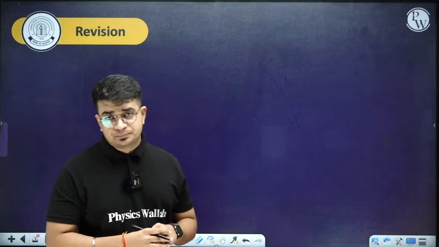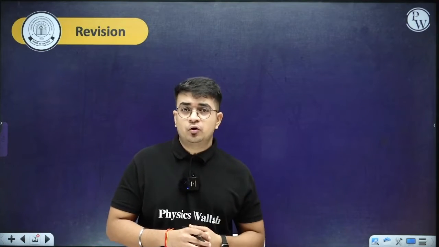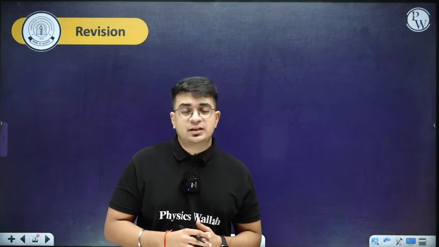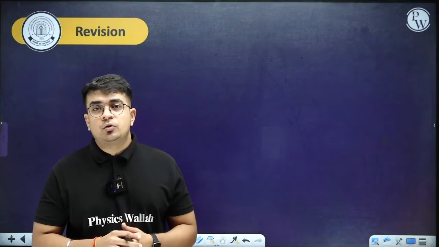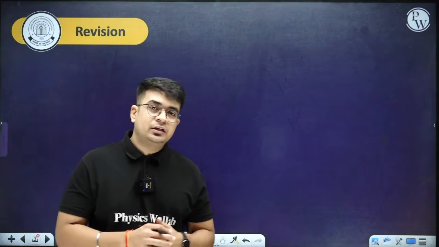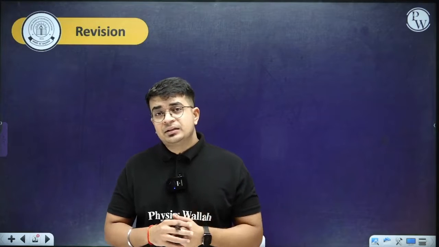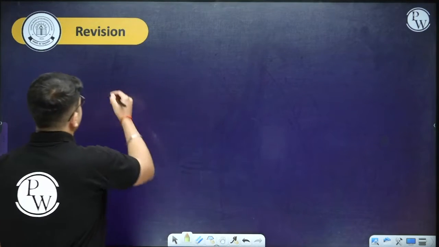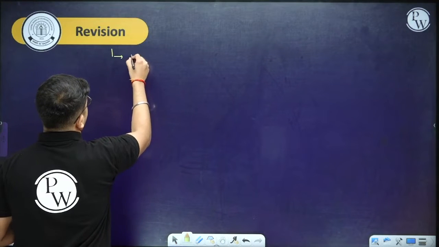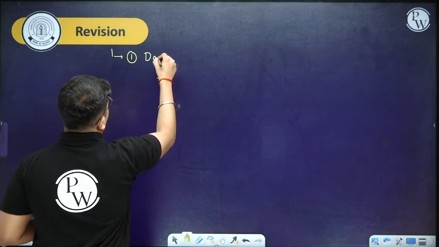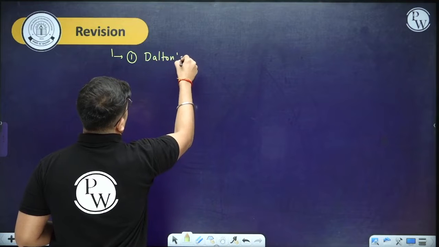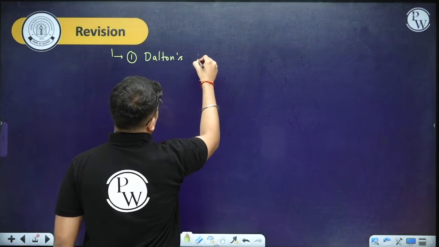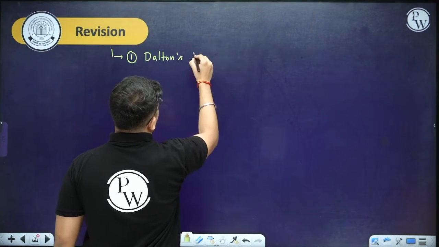Now if I talk about the revision part, whatever we have discussed in the previous two lectures, that is the introduction about the atom. We started with Dalton's atomic theory, then we discussed the concept related to the structure of atom, or I can say the analysis part of structure of atom. We started with the first part, which is Dalton's atomic theory, or I can say Dalton's theory.